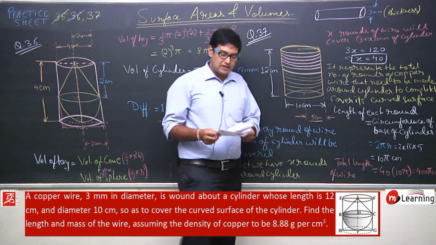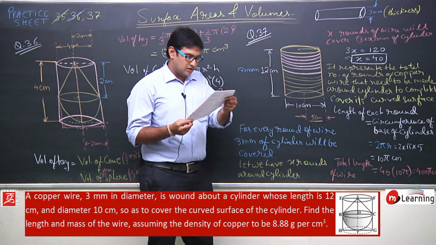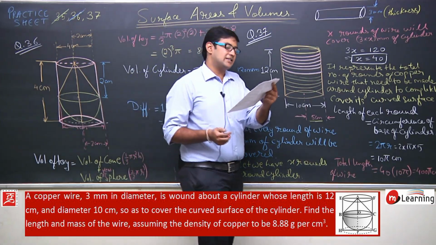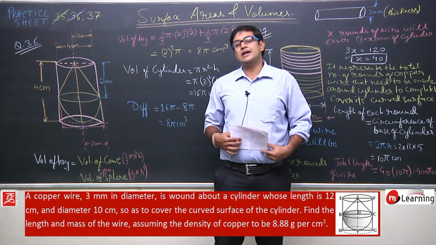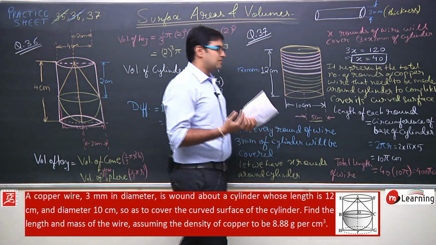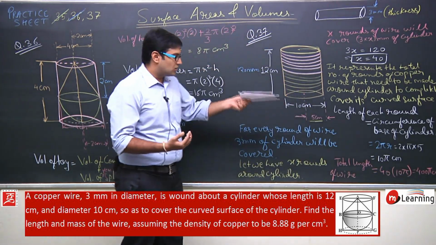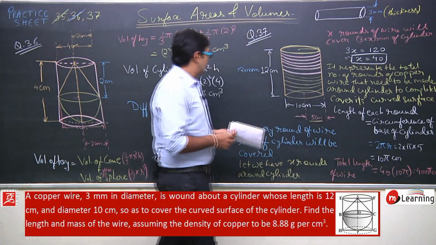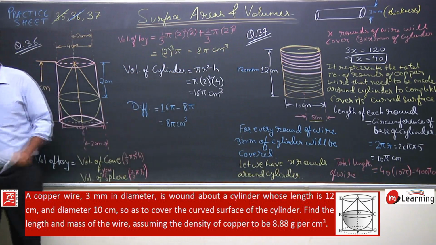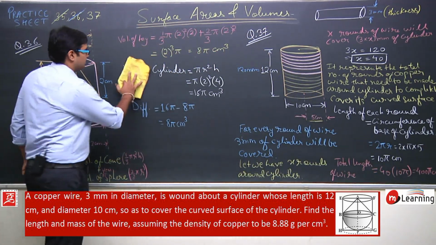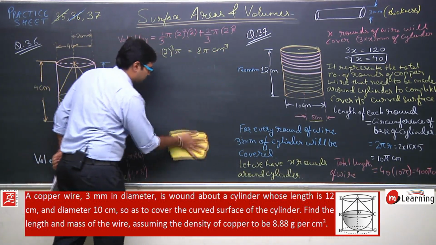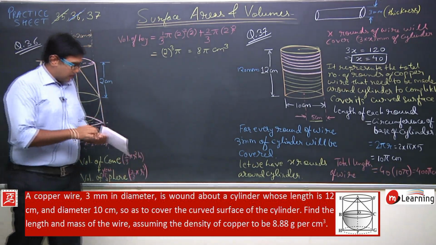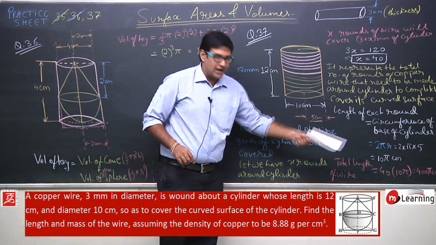So we have calculated the length. So the first part of this question is done, that is, you need to calculate the length. Now the second part of this question says you need to calculate the mass of the wire, that is, what is the mass of the wire that is required to cover this particular cylinder. So for that, let us rub this much portion of question number 36. Now you have the length of the wire as 400 pi.